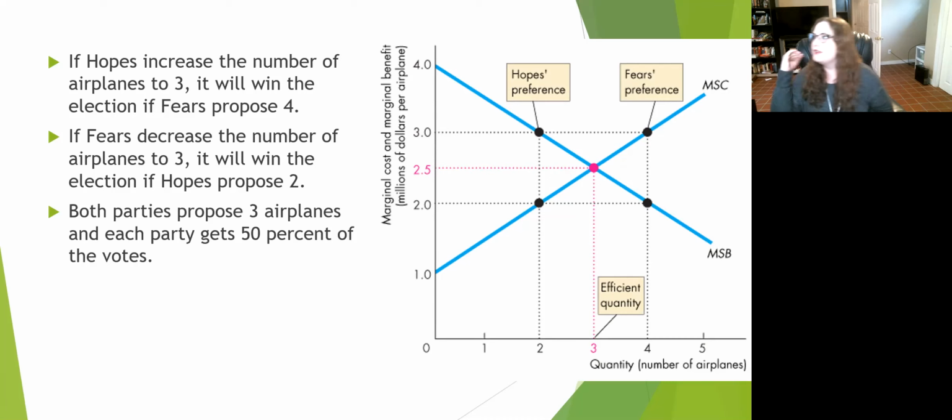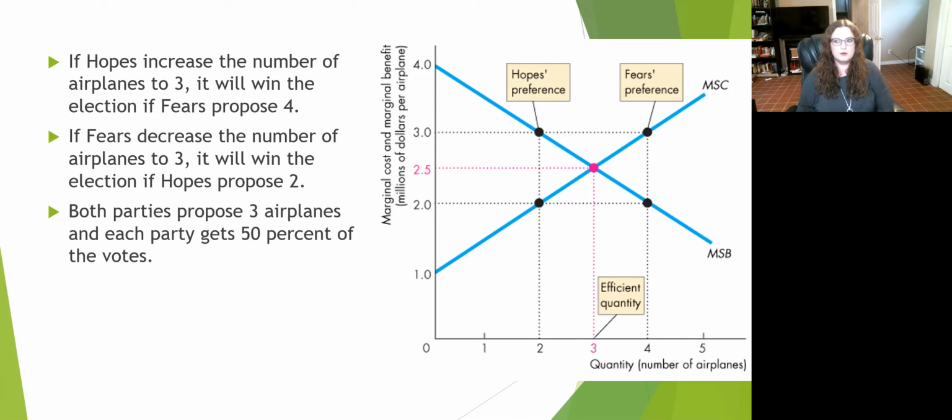That's the hope side. Well, let's think about the fear side. Let's say fear's like, we really think that there's going to be fires, and we really think we need at least 4 planes. But if we keep saying 4 planes, they're not going to vote for us. They're going to vote for the hopeful people because they're going to cost them less money. So maybe we should also be closer to the marginal social cost and the marginal social benefit where they're equal. We should be closer to that efficient quantity. So you know what? We would like 4 planes, but 3 planes is better than 0 planes. So we're going to reduce the number of planes that we say we need, and we're going to tell people that we also want 3 planes.